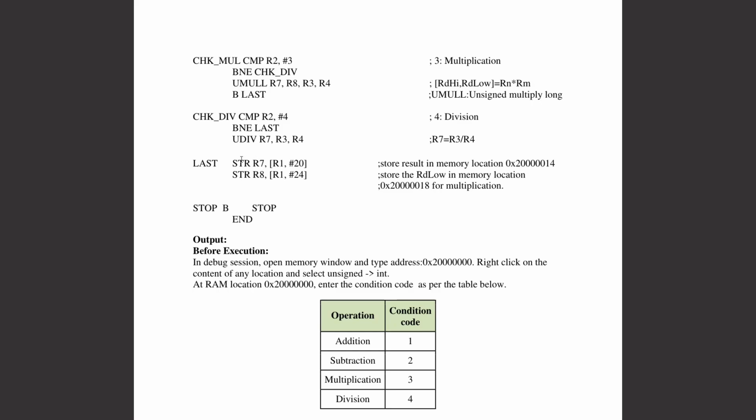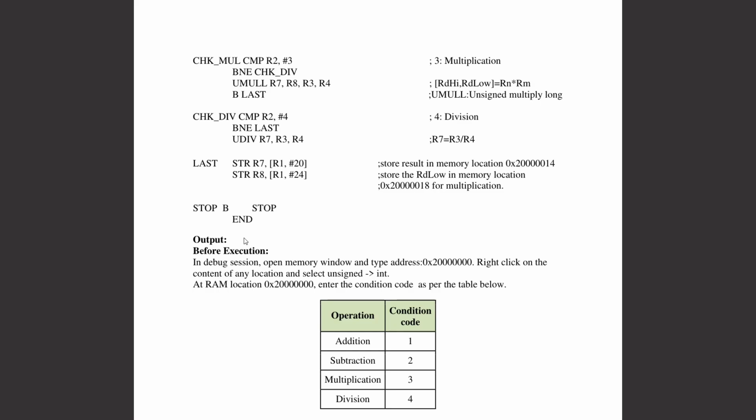Here, we store the result, which is R7, to the memory location R1 plus 20. If the multiplication results in more than 32 bits, R8 will also be stored, in R1 plus 24. Then we have the label stop, and in that we branch to stop. This is an infinite loop which will keep your code running. And then we have the end of the code.